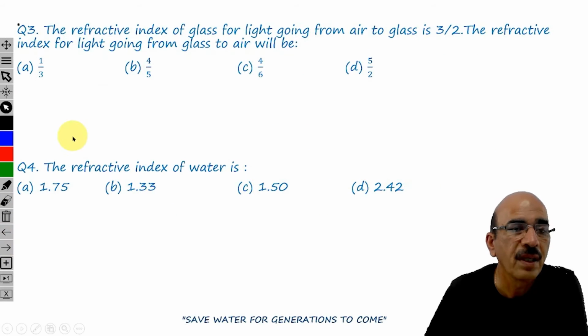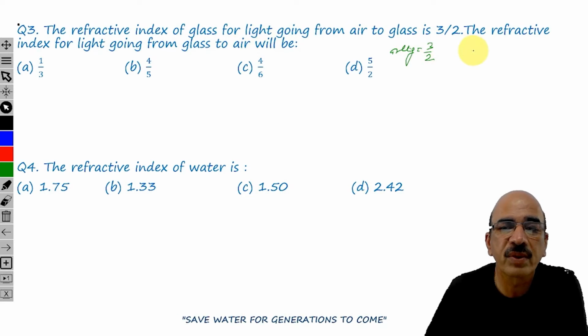Now next question. The refractive index of glass for light going from air to glass is this. Air to glass. So this means हमको क्या दिया है? A mu G is equal to 3/2, and the refractive index of light going from glass to air कितना होगा? पूछा क्या है इन्होंने? पूछा है G mu A. So this is A mu G and G mu A has been asked. So here which rule will be used? Which law? Principle of law of reversibility of light. Good.